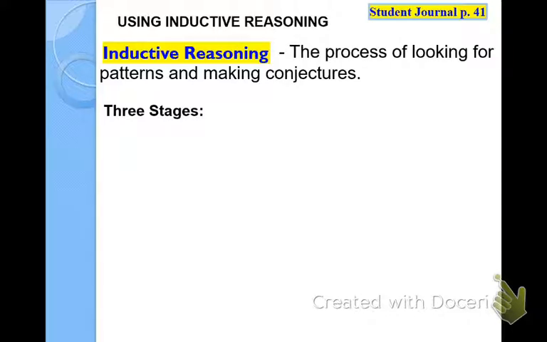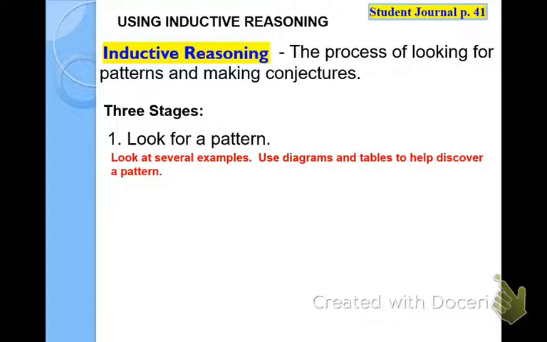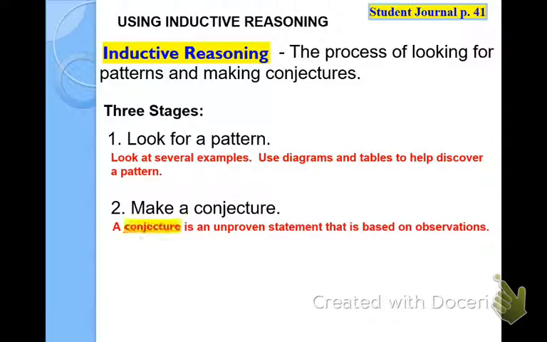You have them on your paper. First one is look for a pattern. So you look at the several examples they're given, diagrams, tables, to help discover the pattern. So that's step 1. You just want to write what's in black. Look for a pattern. Next one, make a conjecture. Again, a conjecture is an unproven statement that is based on observations.